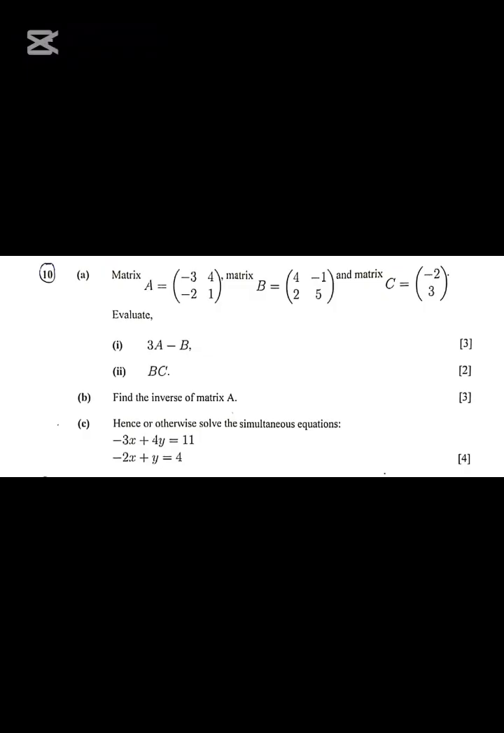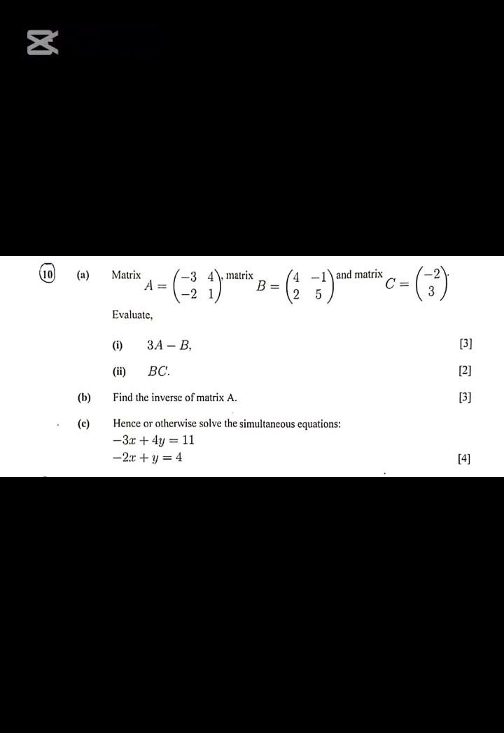And then we need to proceed to part C. It is reading hence or otherwise solve the simultaneous equations. Let me read again. We are having simultaneous equations. Minus 3x plus 4y is equal to 11, and then minus 2x plus y is equal to 4.